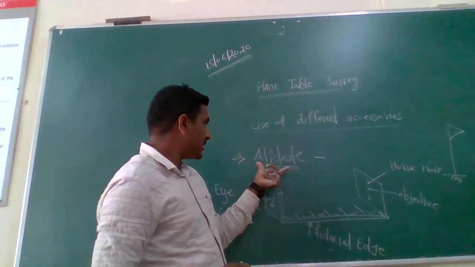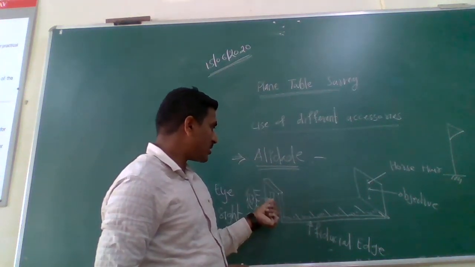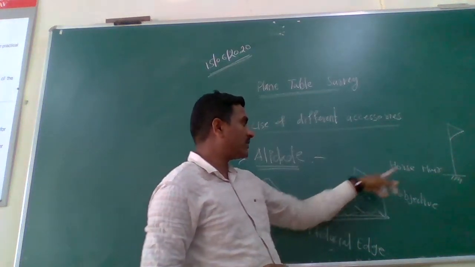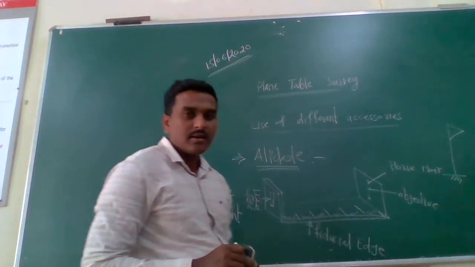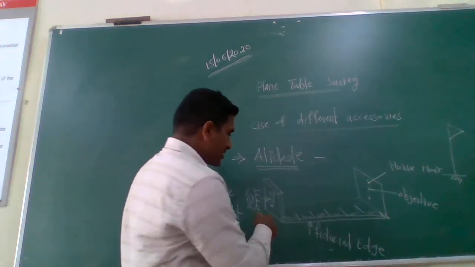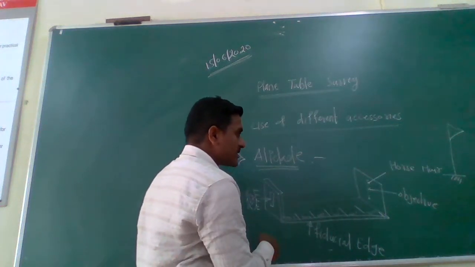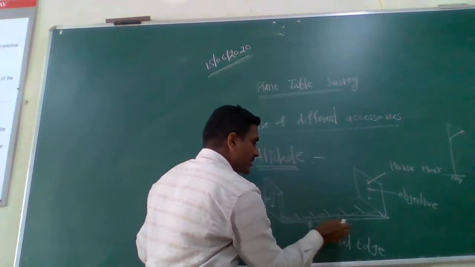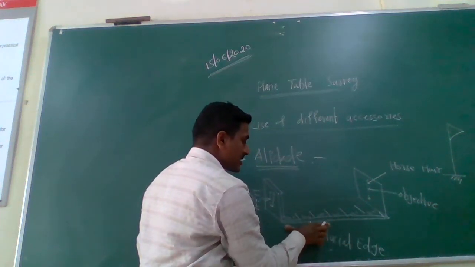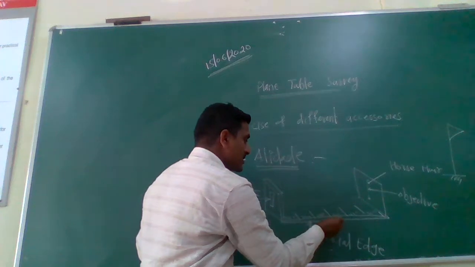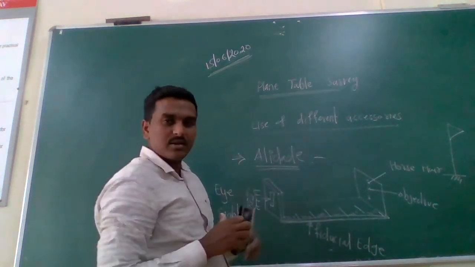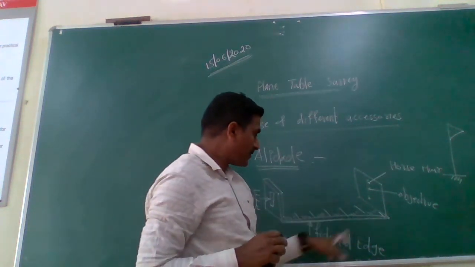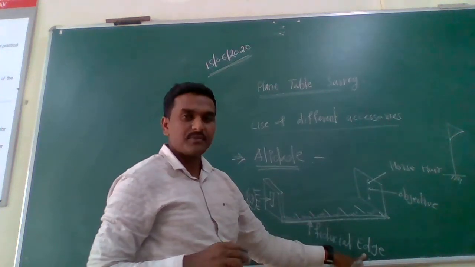So alidade is used for the bisection of the horse hair with the ranging rod, and by measuring the distance from the plane table station to the object, observer has to convert that distance with scale and plot here with the help of this gauge. So the name of this gauge is a fiducial gauge.